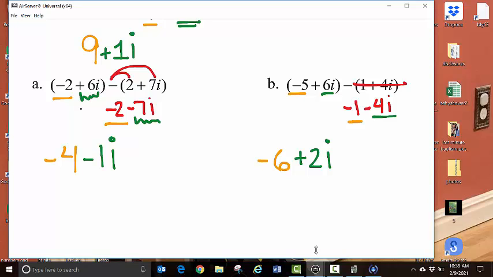If there's a plus in the middle, add up the regular numbers, add up the i's. If there's a negative in the middle, distribute that to the second set of numbers to make it a positive problem, and then add them up.